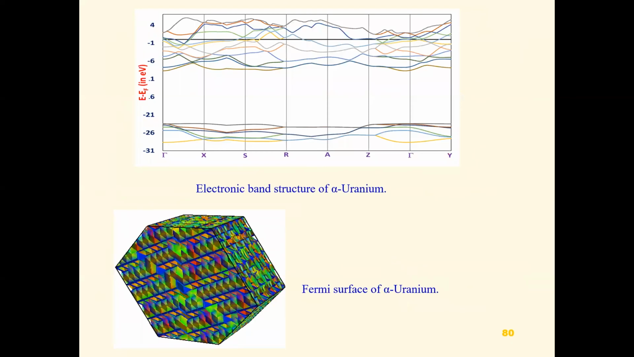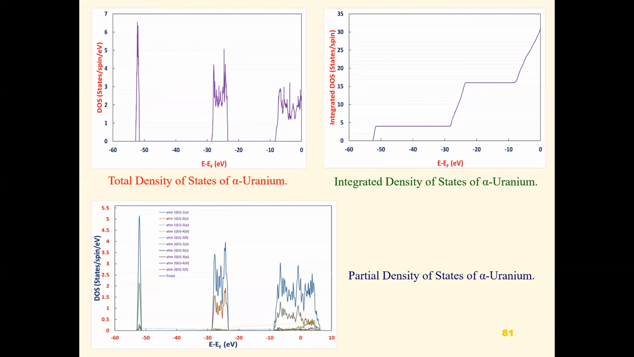These are some results generated by using density functional theory. The first figure shows the electronic band structure of alpha uranium, and the second figure represents the Fermi surface of alpha uranium. Again, this slide shows the total density of states, integrated density of states, and partial density of states of alpha uranium, which are computed by applying density functional theory.